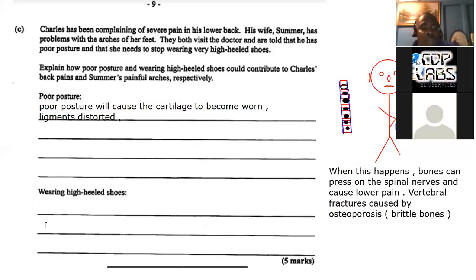What about the wearing of high heel shoes? How does that affect the joints there? You might want to stop wearing high heel shoes. Poor circulation of blood. What else? How does it affect the skeletal system?